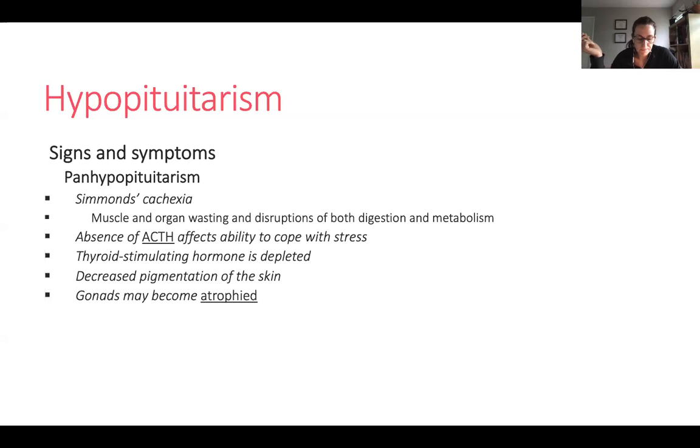And they'll have decreased pigmentation of the skin due to the lack of the MSH, so they will be really, really pale. And the last thing is the gonads may be atrophied because of the absence of gonadotropin. So the panhypopituitarism is when all of their hormone secretions are affected. So all of these effects occur.